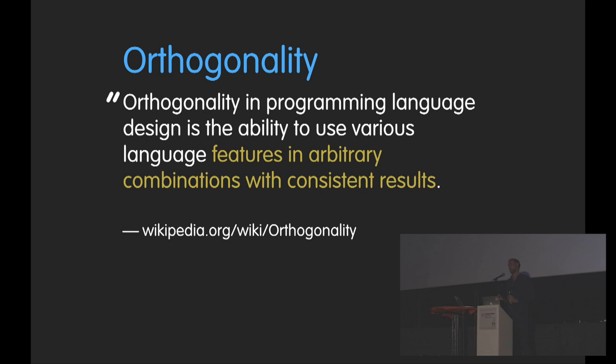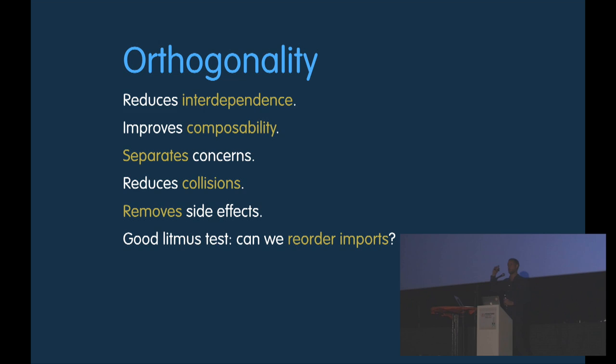There are a couple of really good examples of how it works. Orthogonality is basically the ability to use this and this and this in whatever order and still get the same output, or use that and this and that in a different order and still get the expected output. What it does, or the reason it's good, is it reduces interdependence. If we know we can use things in random orders, it implies that they don't actually need each other in order to work. So they're not as dependent on each other, it makes for a very flexible system.